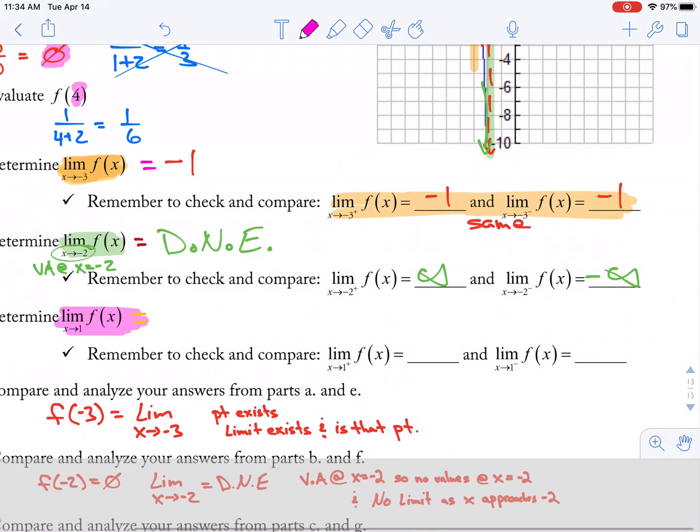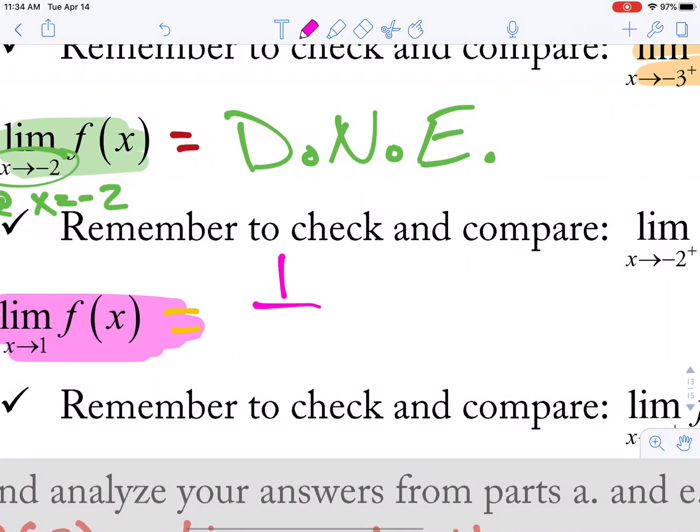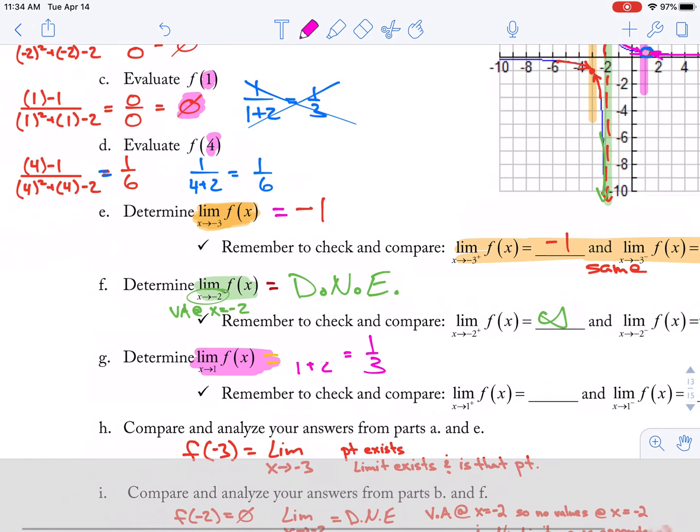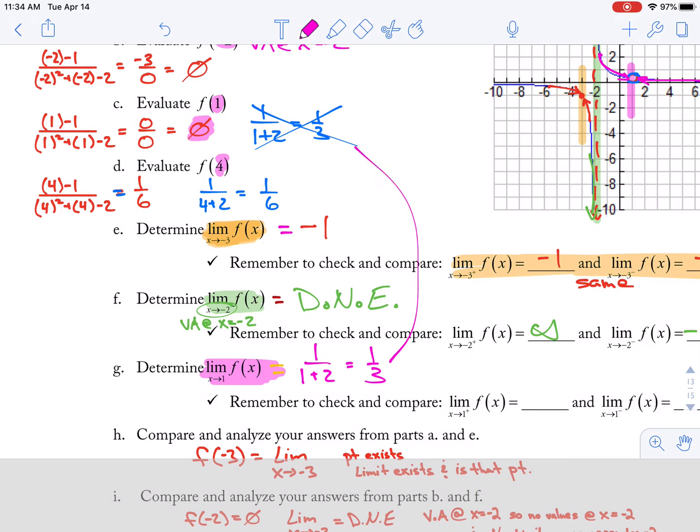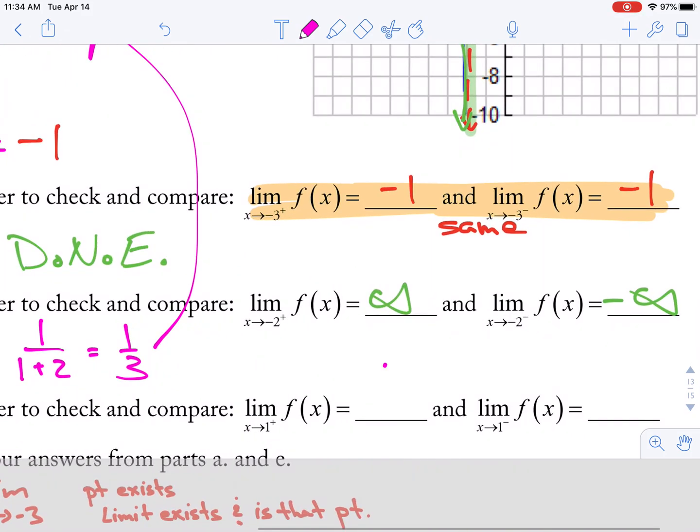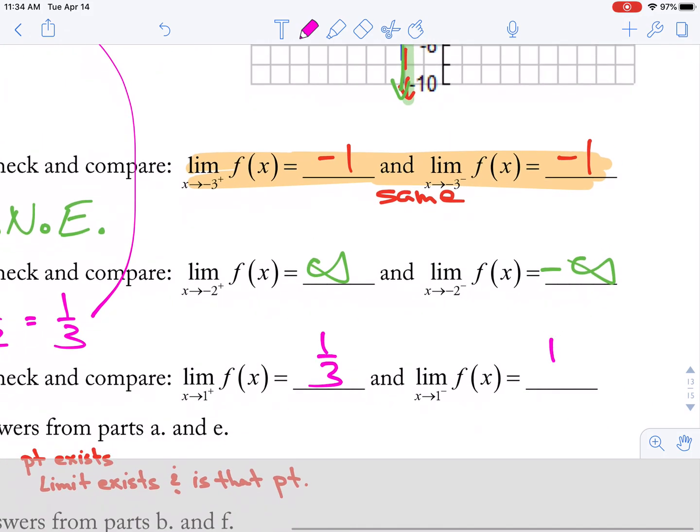That spot is the spot we figured out before, which is 1 over 1 plus 2, which is 1/3. We did that up here before, evaluating C when we did the simplified version. There's a hole in the graph, so the point doesn't exist, but we do approach the same value, and that value is 1/3 because we approach the same value from both sides.